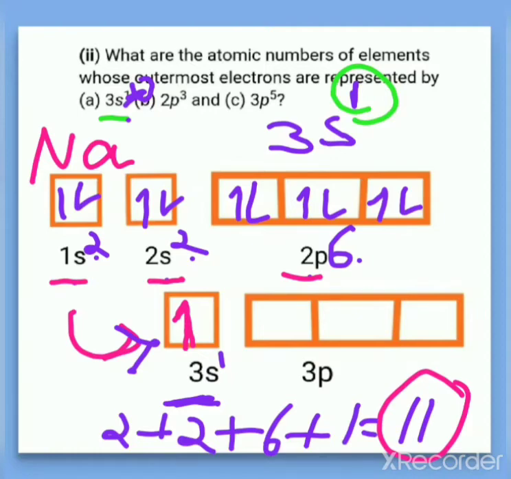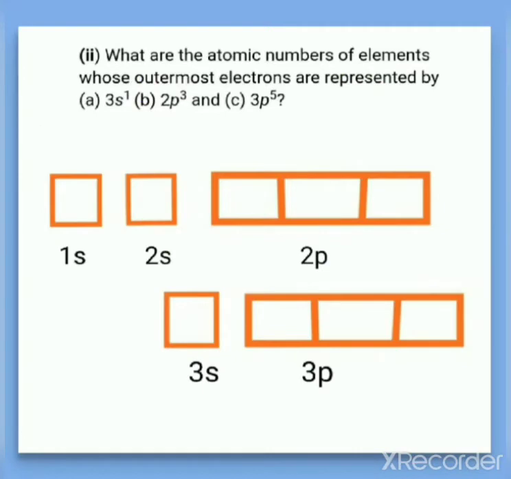Now let us do the next one, 2p3. 2p3 means the last electron is in the 2p3. That means there are 3 electrons in the 2p. That means 1, 2, 3. This is 2p. There are 3 electrons in 2p because our problem is 2p3. Only 3 electrons are there. So we have made 3 electrons.